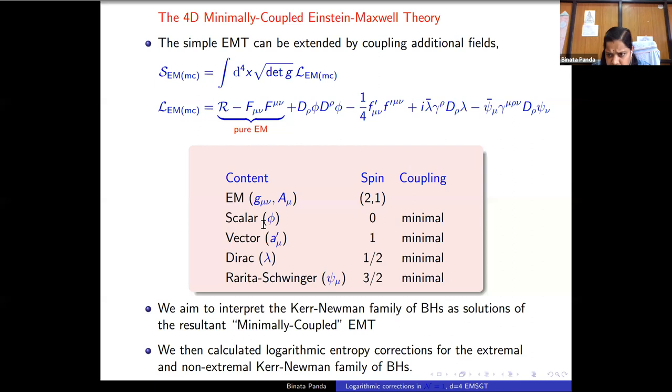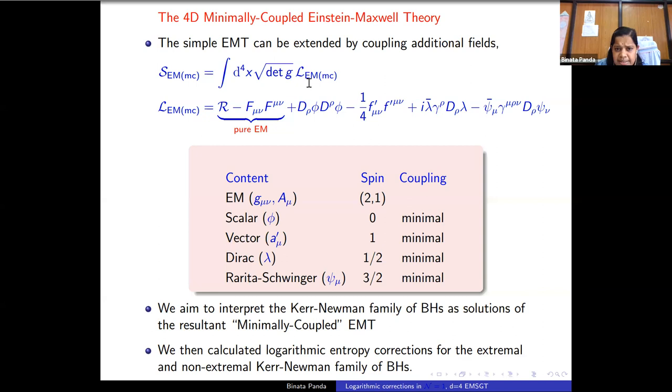It's the simple four-dimensional Einstein-Maxwell theory, the pure one. You will say Einstein-Maxwell plus it is coupled to different scalars, vectors, or some Dirac fields or some Rarita-Schwinger fields. Fine. So the action I wrote is just considering one field. You can do it for any number. So we have a result for that.